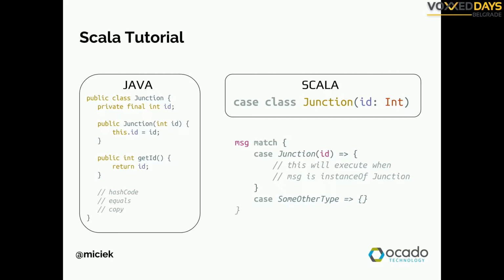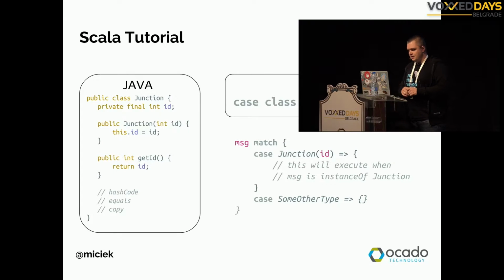Okay, 1-slide Scala tutorial then. The code on the left is Java code for a simple Pojo class, right? So it's Junction, and it has just 1 field, ID, and you just have a constructor and getId, maybe some setters, probably, but I don't want any setters, so I don't have them here. Hash code, equals, copy, those kinds of methods which didn't fit on the slide, so I just commented them out. The same exactly thing can be done in Scala using the case class notation that you can see on the right. So under the hood, it generates all those things.